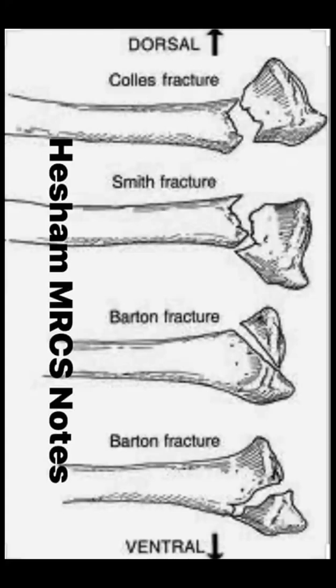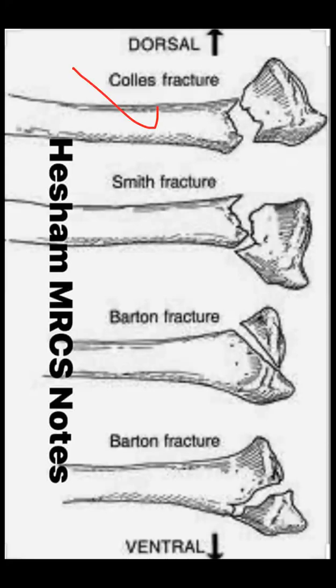fractures of distal radius. The most important one is Colles fracture, where the distal fragment of the fracture is displaced dorsally and deviated to the radial aspect. So it is displaced dorsally and radially deviated and impacted, causing a deformity called dinner fork deformity. This is an important question asked.